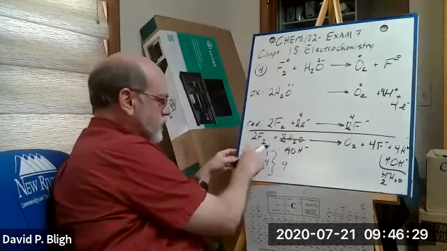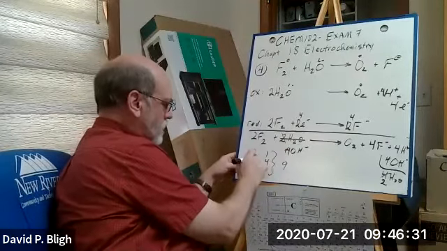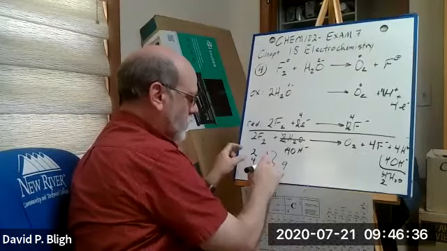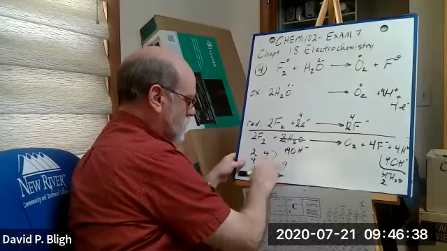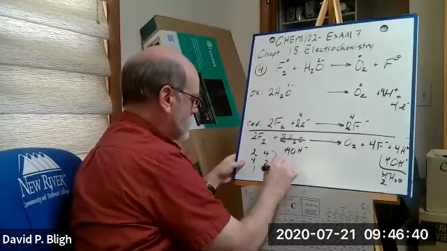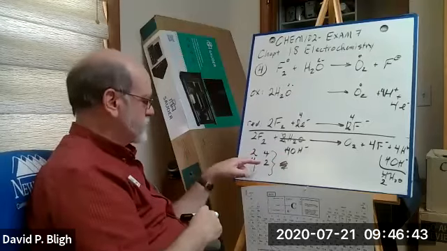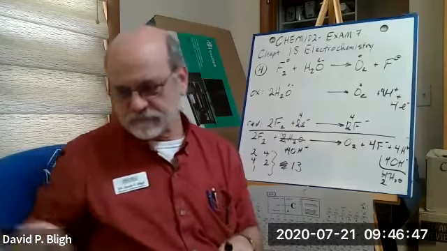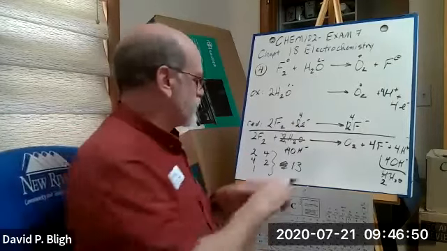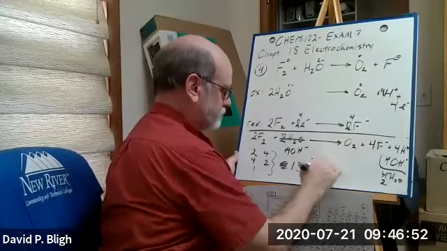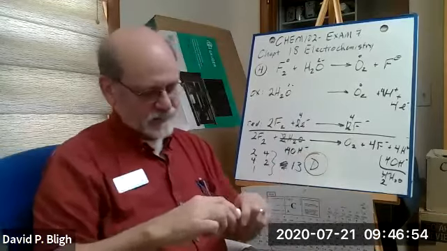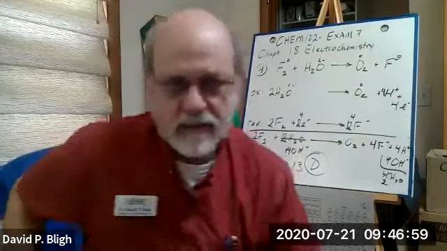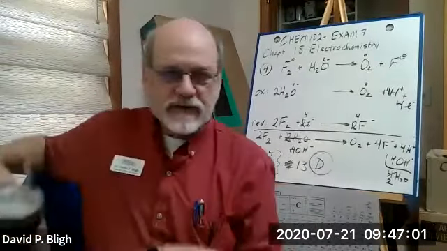Now let's see. 2 plus 4 plus 1 plus 4 and then 2. So that's 6, 12, 13. There we go. That makes the answer D. Don't make that mistake on the exam. The devil is in the details.